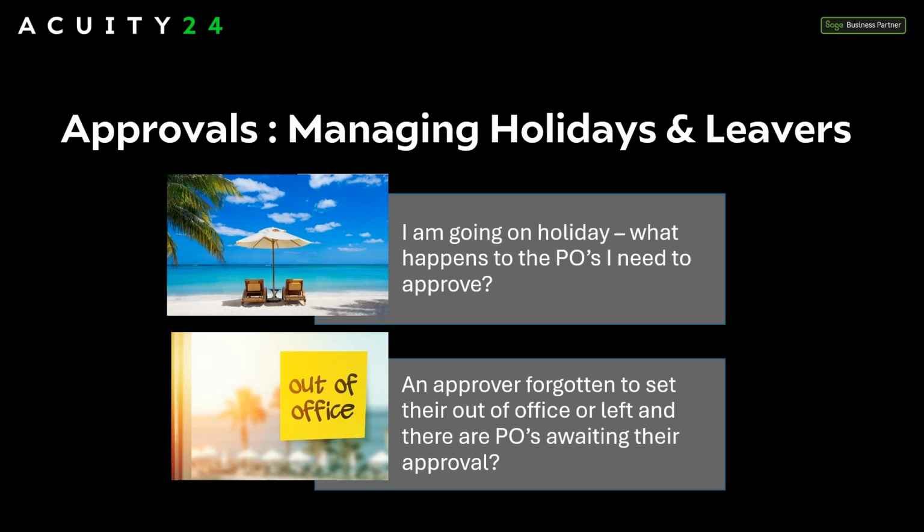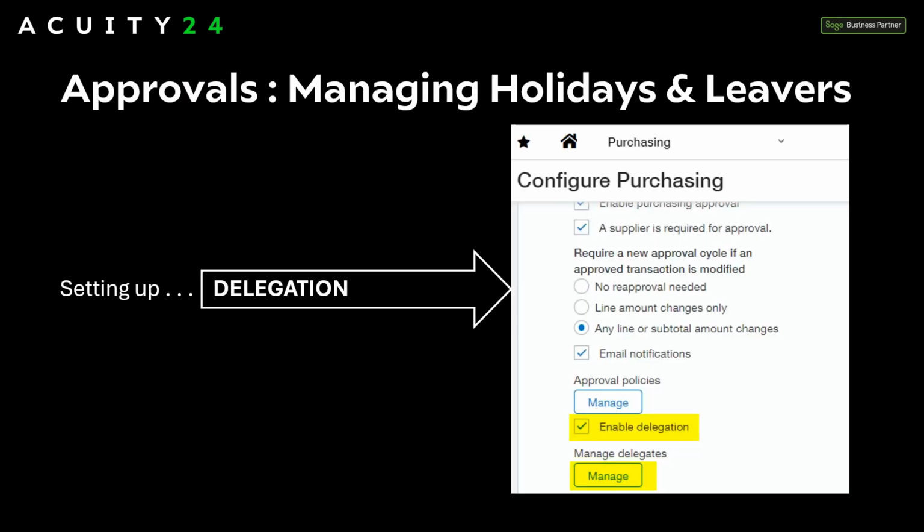When an approver goes on holiday, they can simply set delegate approvals to ensure that approval responsibilities are processed during their absence. Using approval delegates also ensures that transactions submitted for approval keep moving through the approval process even though they are away. To set up approval delegates, you'll first enable delegates within the purchasing module.